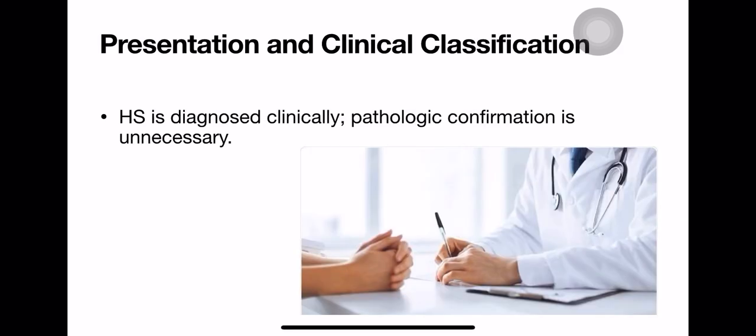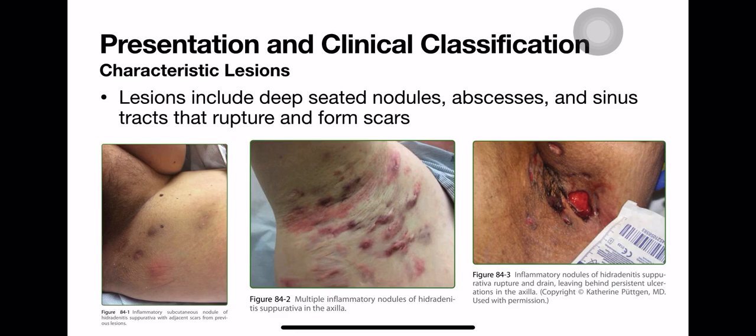For the presentation and clinical classification, HS is diagnosed clinically and pathologic confirmation is unnecessary. So let's move on to the definition of the characteristic lesion. These would include deep-seated nodules, abscesses, and sinus tracts that rupture and form scars. Initial lesions are blind boils, which can progress to draining sinuses, bridged scars, and open tombstone comedones.